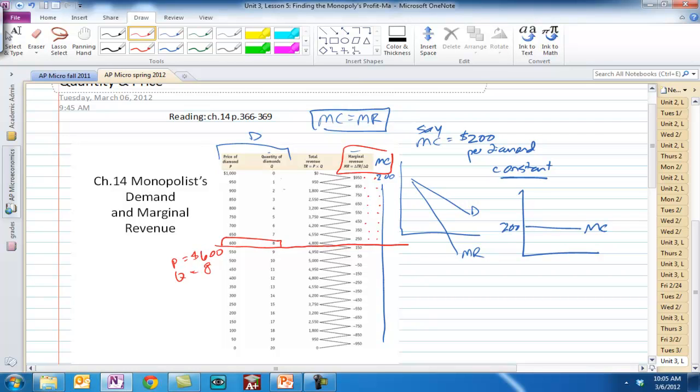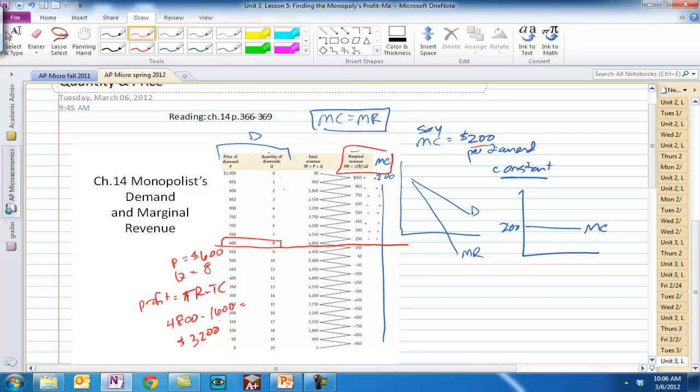Then we can go through the same way we did before to find what profit the firm will make, by total revenue minus total cost. Total revenue, we just multiply price times quantity, so $4,800. Minus the total cost: we said that it cost $200 per diamond to produce, so we multiply 200 by the quantity of 8, $1,600. So we're going to get a profit of $3,200 on these diamonds, or $400 per unit if you were asked for per unit profit.